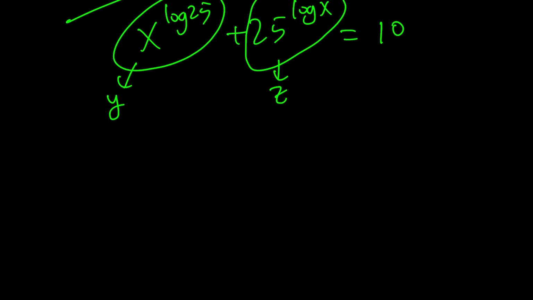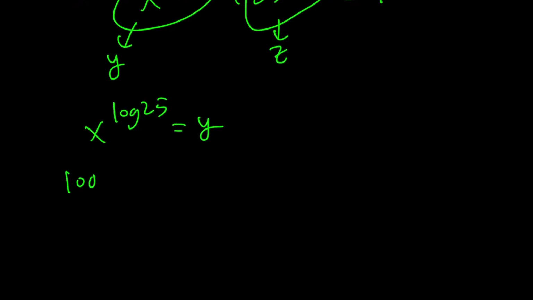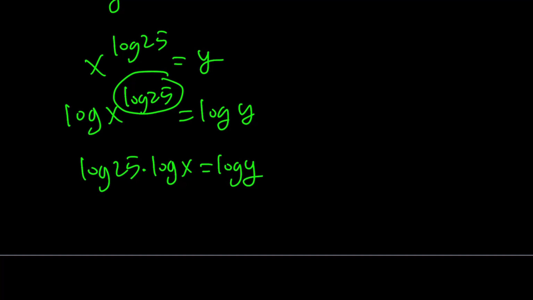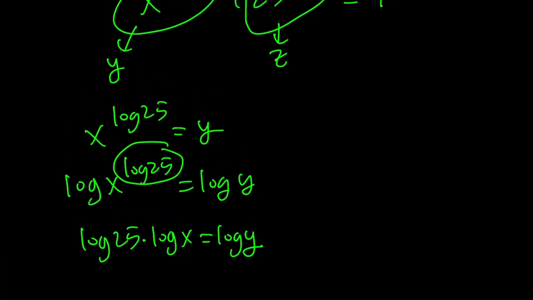So now, since I made this assumption that x to the power log 25 is equal to y, let's go ahead and log both sides again. That's going to give us log of x to the power log 25 is equal to log y. And if you move this to the front, you're going to get log 25 times log x is equal to log y. Here, nothing cancels out because we don't have 10 or a power of 10, but that's okay.